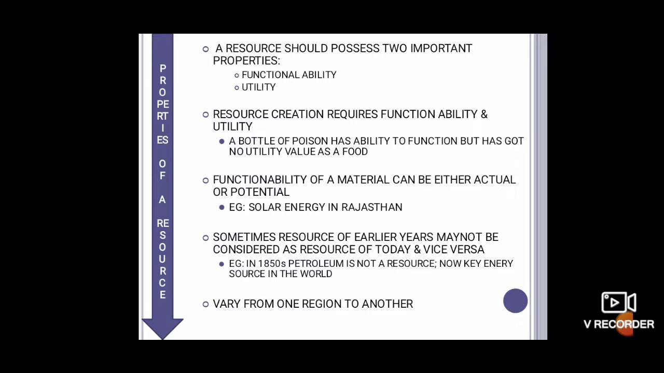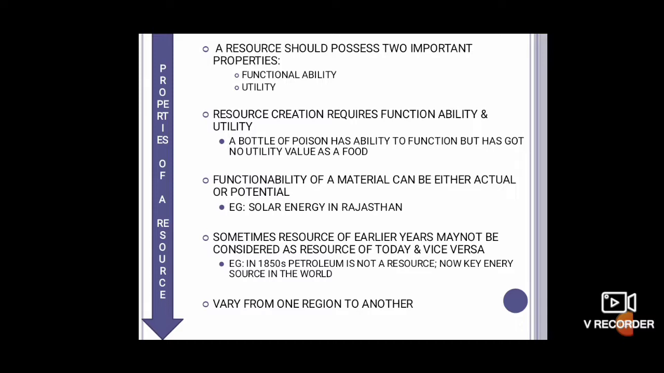So what are the properties of a resource? It is very important for you. A resource generally should possess two important properties. Which are they? Functionability and utility. So resource creation requires functionability as well as utility. Here I can cite an example. Consider the case of poison. A poison will always function. Am I right? It always functions. But are we able to consume it as food? No. Hence, we can consider that poison has the ability to function, but it has no utility or value as food. So, if it has to become a resource, it should possess function as well as utility.